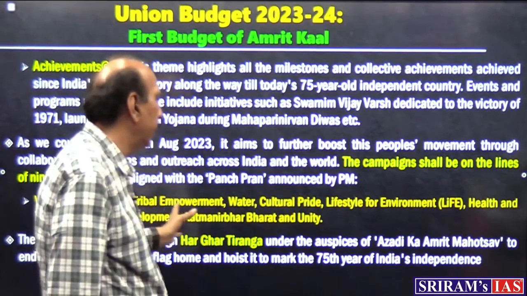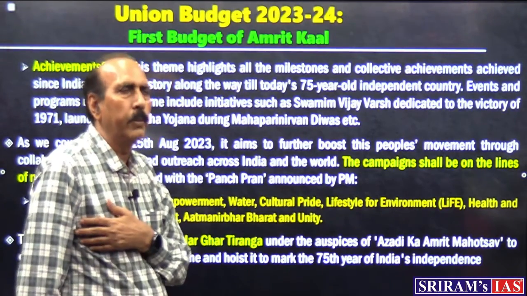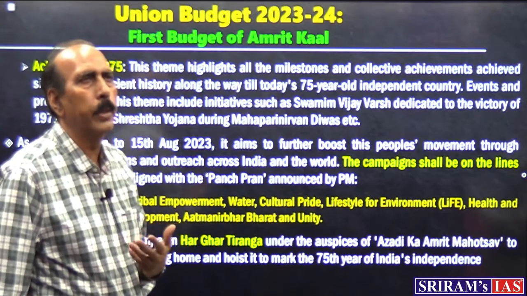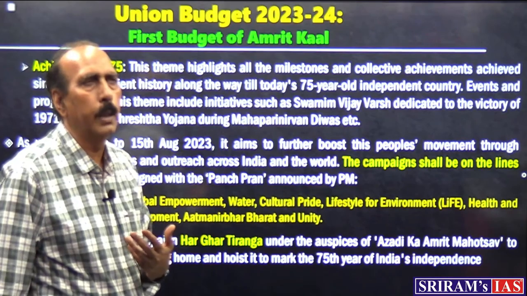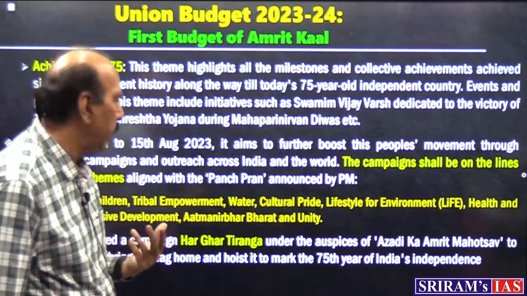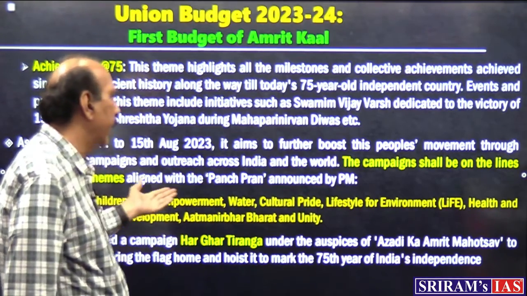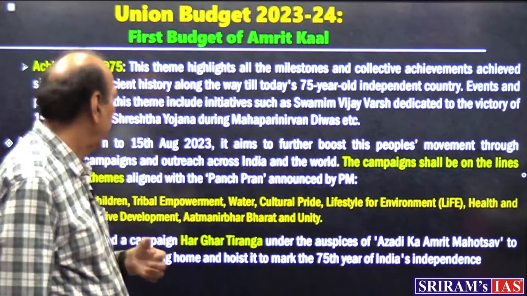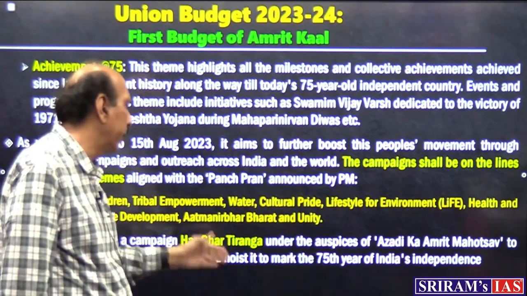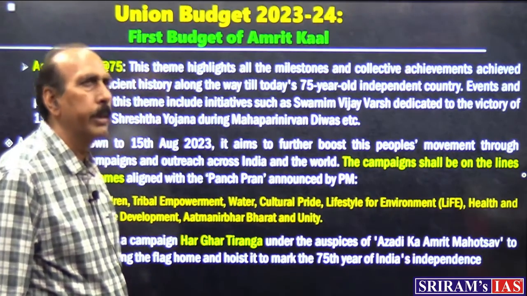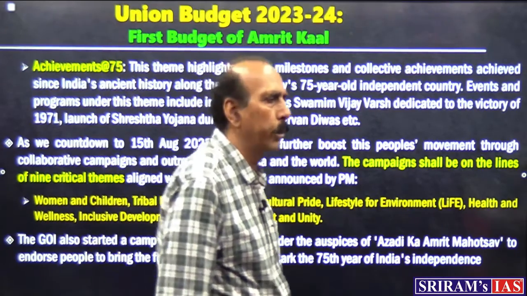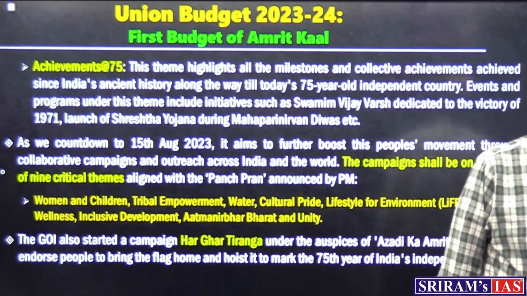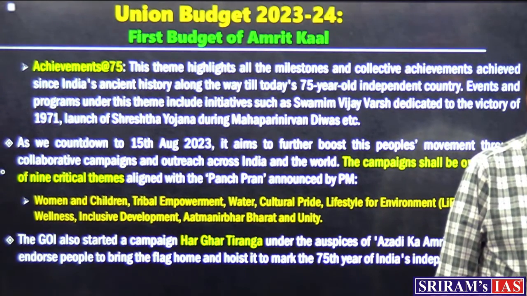Certain theme areas have been identified which will be used in generating awareness among the people of the last 75 years' attainment. For example, women and children, tribal empowerment, water, cultural pride, lifestyle for environment, health and wellness, inclusive development, the Atmanirbhar Bharat and unity. These are the areas on which the celebrations have to be made in 75 weeks. That is the Azadi Ka Amrit Mahotsav.